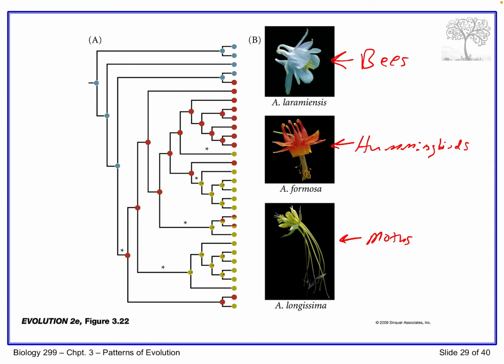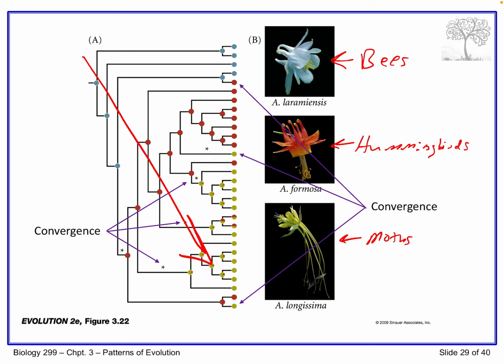So this is a clear trend, right? Moth pollination is the more derived condition, whereas bee pollination is the more ancestral, and hummingbird pollination was in between the two in terms of timing. But this is a clear shift in this direction from bee to moth pollination, with hummingbird pollination being there in the middle.